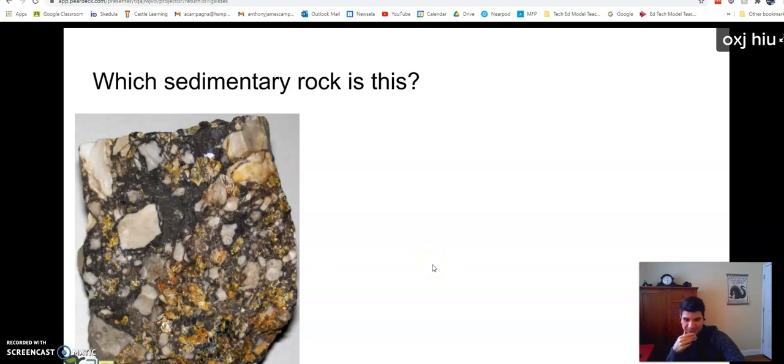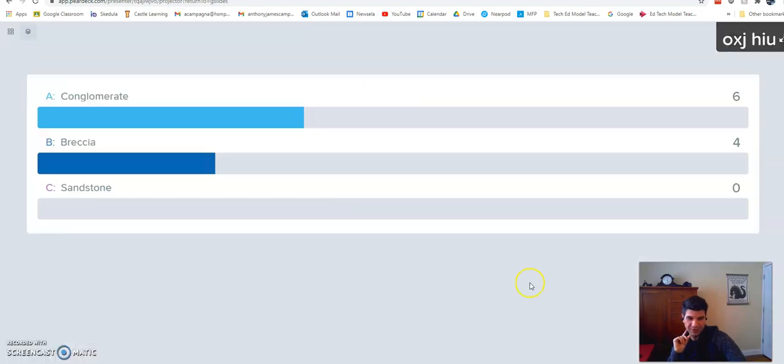Only 10 responses. Let's take a look at what this monstrosity is. All right, so interesting. We got a bunch of people saying conglomerate and a few saying breccia.